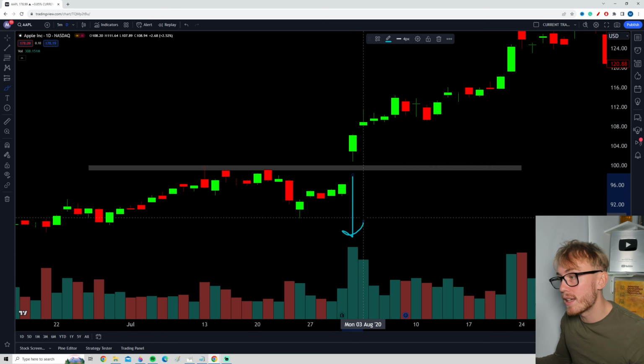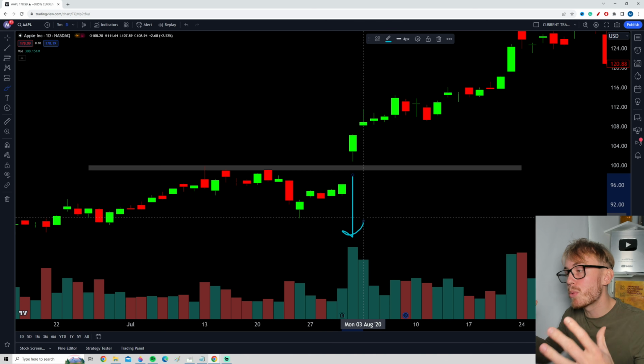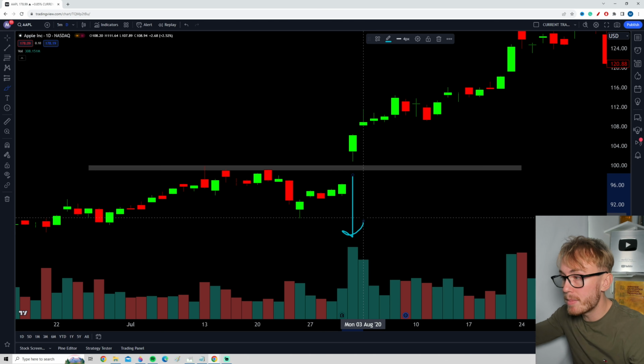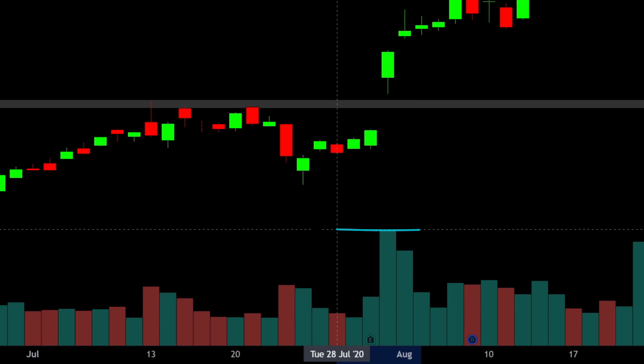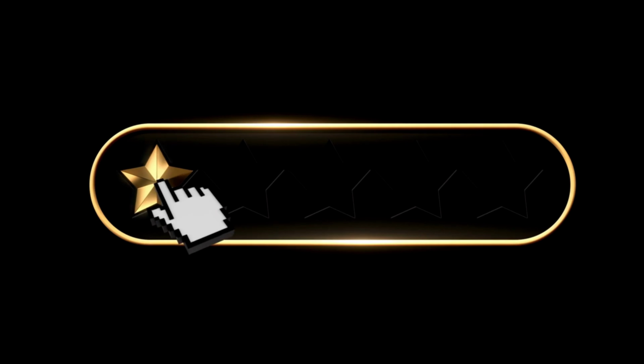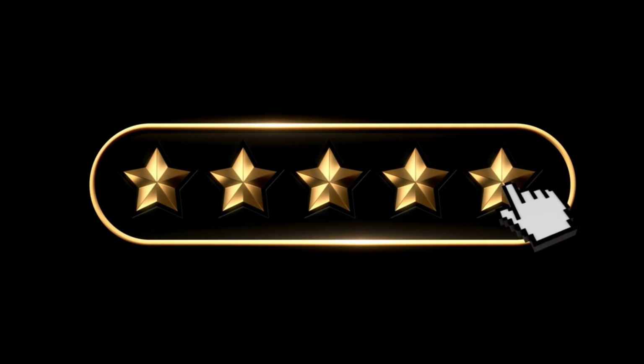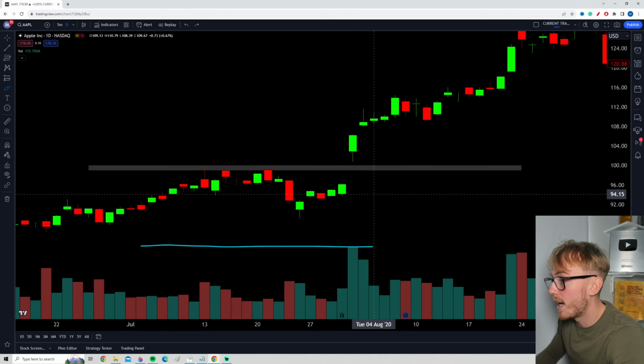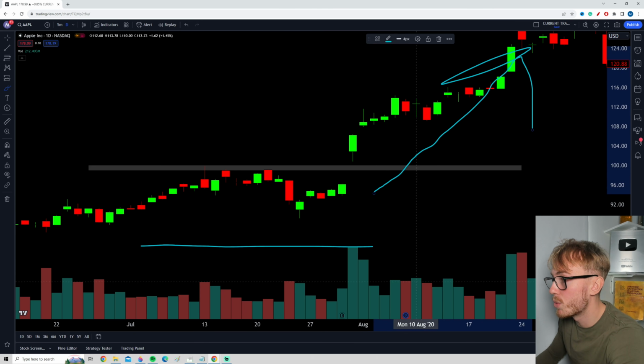And why is this the case? Well, when we see a breakout, we of course want to see lots of buyers supporting the move. And in this case, you can see that the volume bar was massive compared to all the previous candles. And this increases the likelihood of this being a real breakout and that we're gonna see a continuation towards the upside.